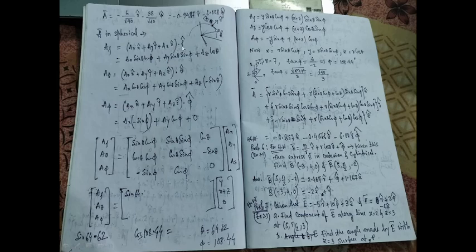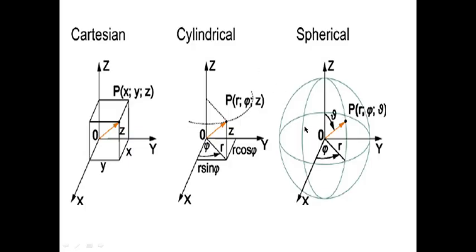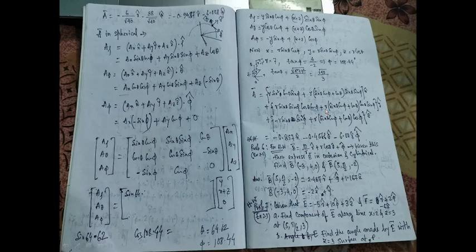Now z hat dot rho hat. What is the angle between the z direction and the rho direction? You can see here, this is the rho direction and this is the z direction. The angle between them is theta. So rho hat dot z hat will give you cos theta. Here I am writing AZ, z hat dot rho hat: AZ as it is, and z hat dot rho hat is cos theta.